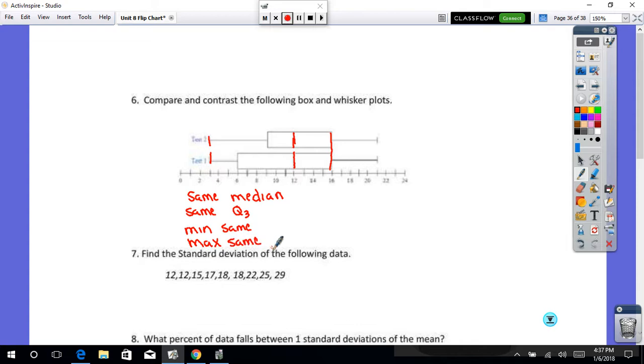Okay, the only thing that is different is our Q1. Which would actually give us a different interquartile range. Okay, if we were to take the regular range, our max minus our minimum, we'd get the same value for both. Okay, but if we do the IQR, which, remember, is Q3 minus Q1, we're going to get different values for both of them.